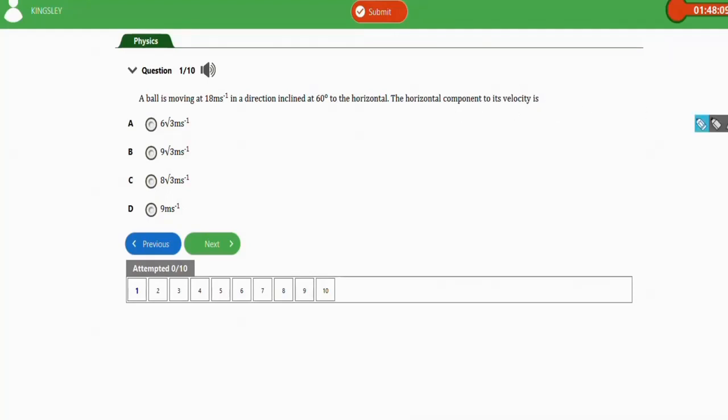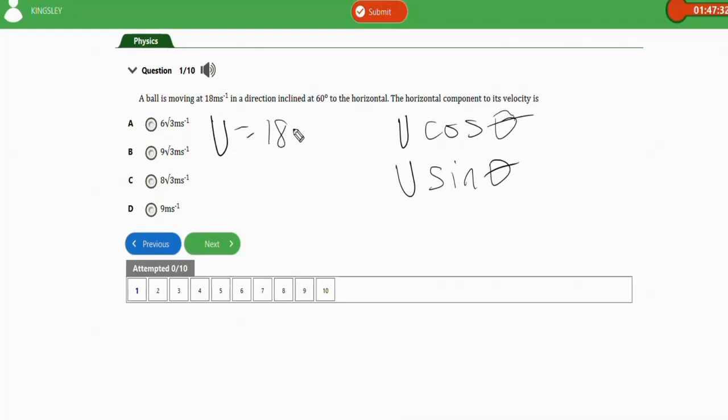Alright, so guys, this question is very, very simple. Note that when you are dealing with horizontal components of a velocity, you are going to apply this formula: u cos theta. Whereas when you are dealing with vertical components of a velocity, you're going to apply u sine theta. So for this question, since we are dealing with horizontal components, our u is 80 meters per second and our theta is 60 degrees.